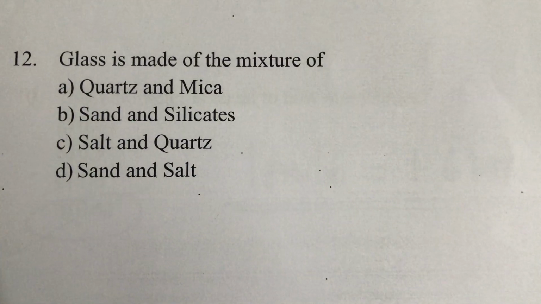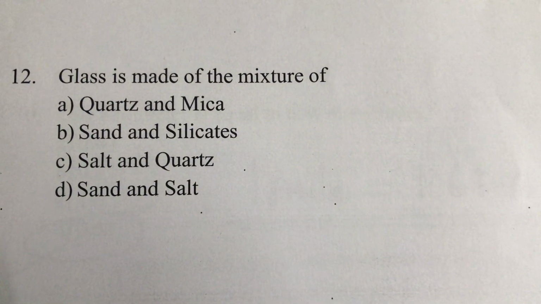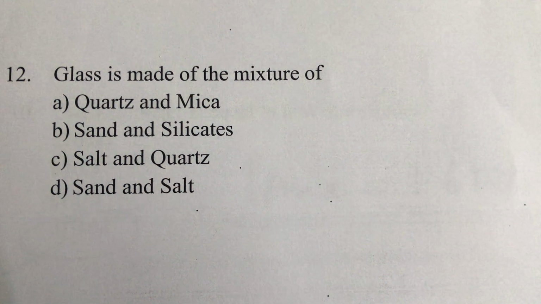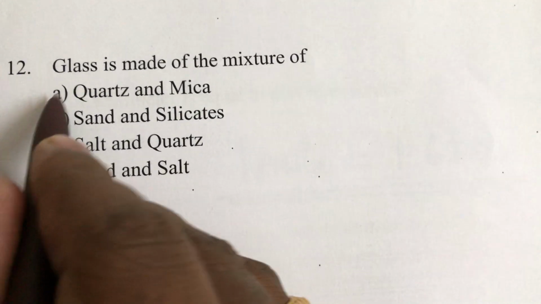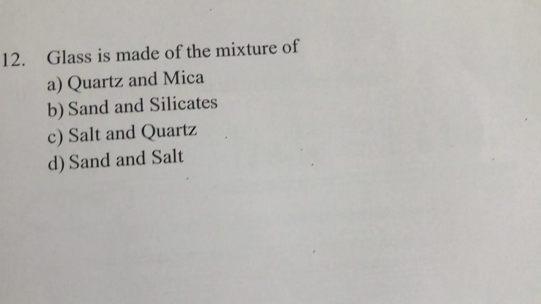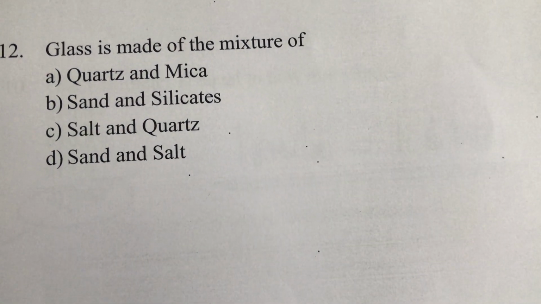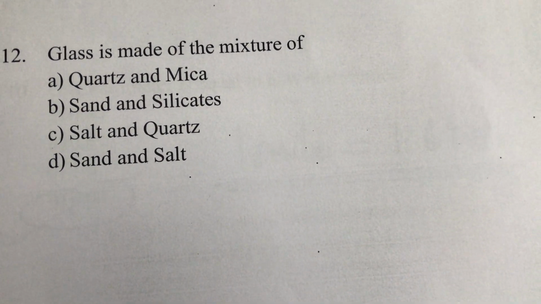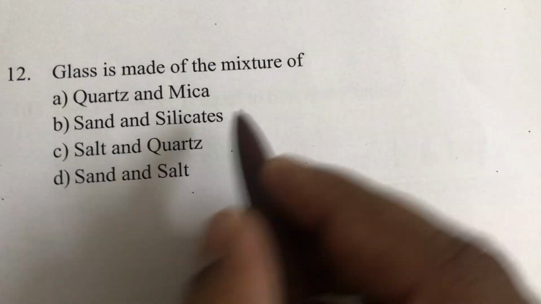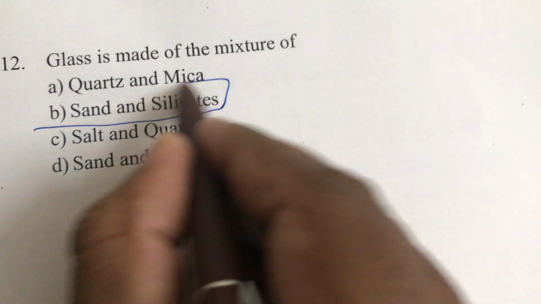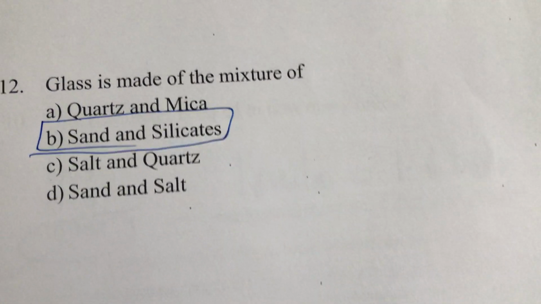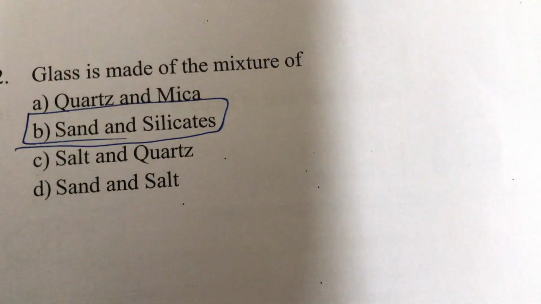Next, the 12th question is, glass is made up of the mixture of option A, quartz and mica, option B, sand and silicates, option C, salt and quartz, option D, sand and salt. The right answer for this question is option B, sand and silicate. Okay, next question is the 13th one.